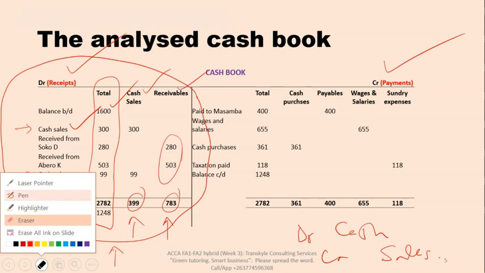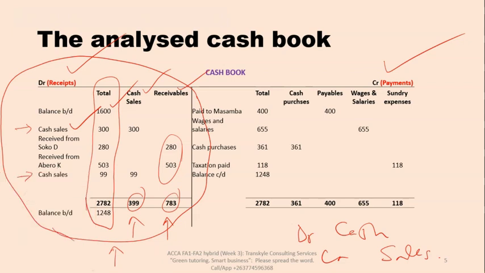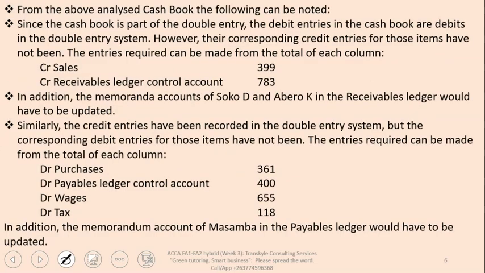So this is why I'm saying that it doesn't mean that the transactions on the debit side are actually reflective of the transactions on the credit side. No, it doesn't work like that. Okay, so their corresponding credit entries for those items have not been made.